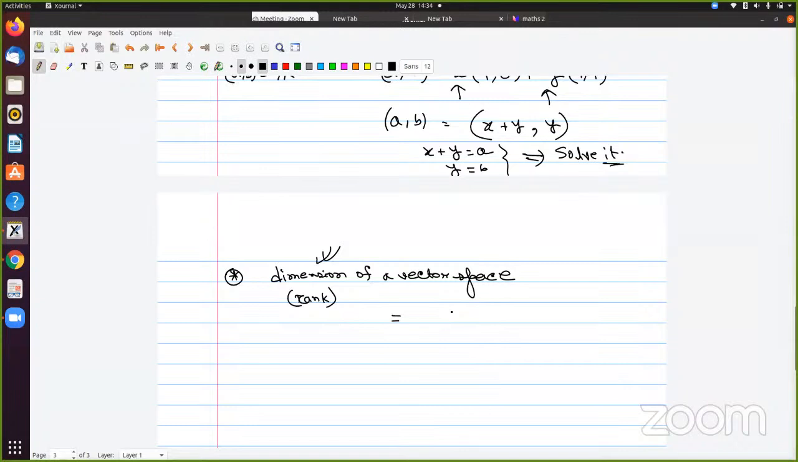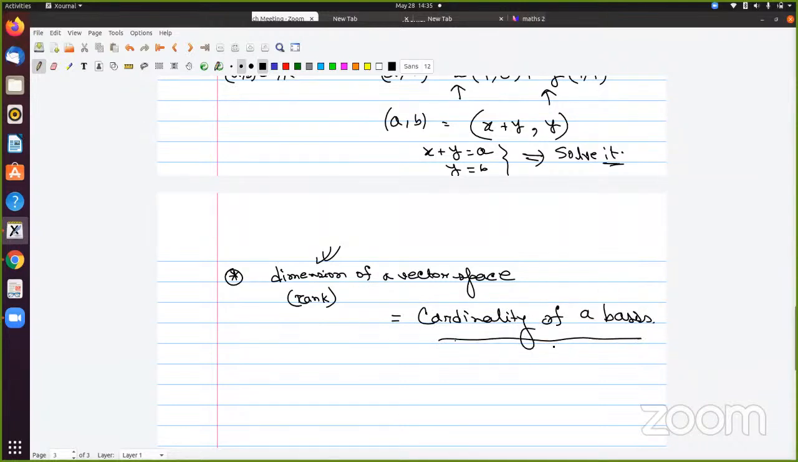That is the only reason. Regarding a vector space, rank and dimension mean the same thing. But that is not the rank of a matrix. The rank of a matrix is a completely different thing. So this is the cardinality of a basis.